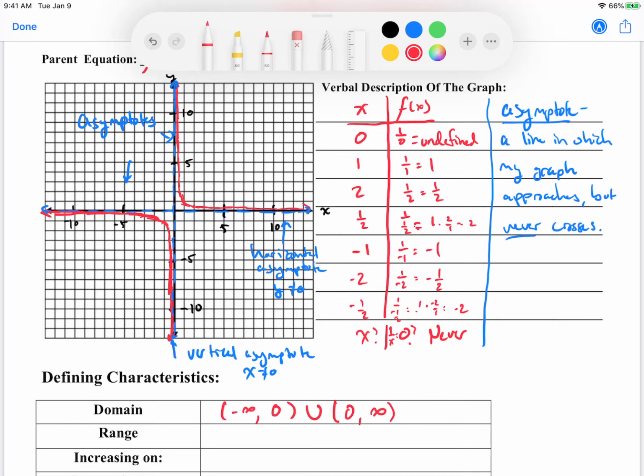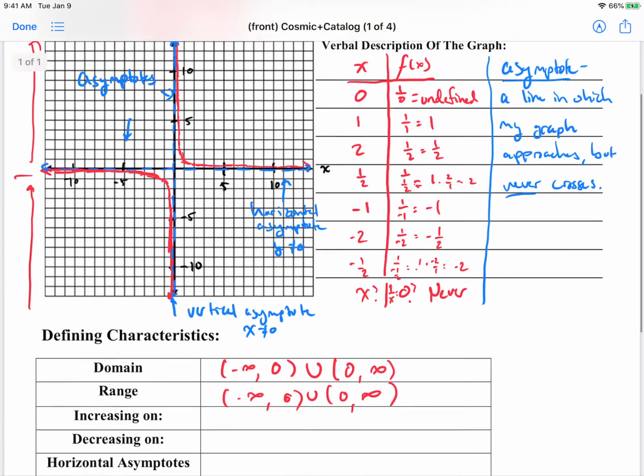All right. The range is going to look very similar as well, because again, we have our asymptote that doesn't allow us. So we come from the bottom, start at -infinity, go up, and then stop at 0. And then after 0, we go up again, and stop, and go up again infinitely. So that's kind of why our domain and range are so weird. It's because of these asymptotes.